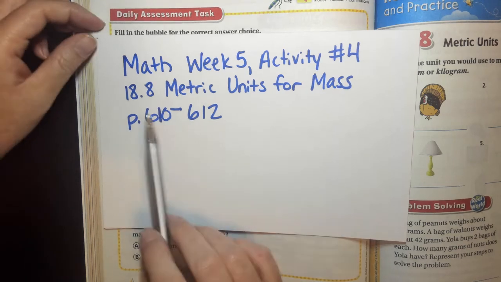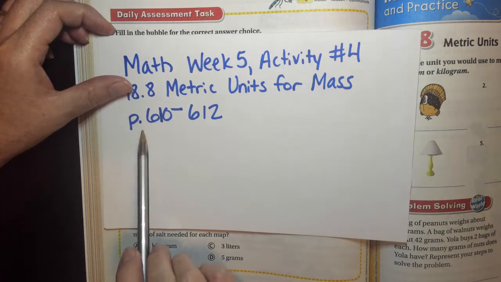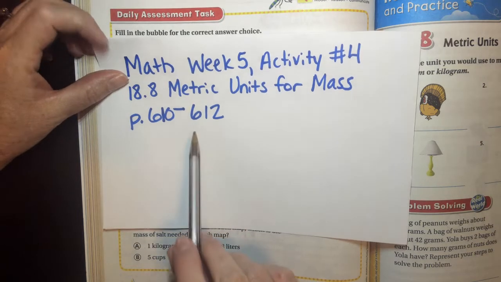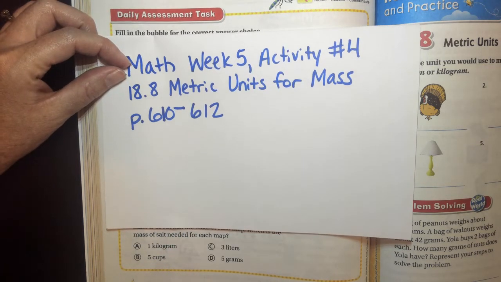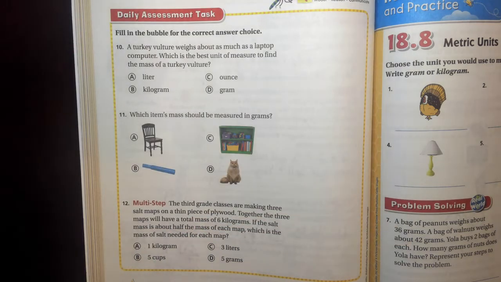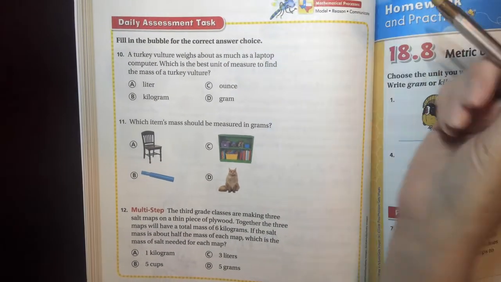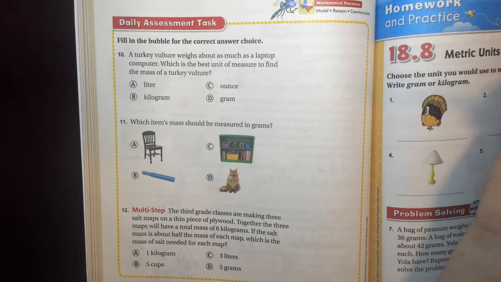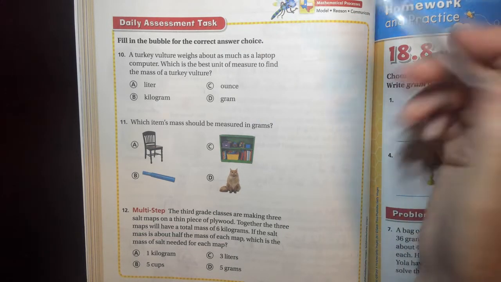All right, we're going to finish up 18.8 metric units for mass. We are looking at page 610 and then finishing up with the independent practice on 611 and 612. So on page 610, here's our daily assessment task. Remember, if you want to try to answer these first and then check with my video, you can, or you can just answer them along with me.